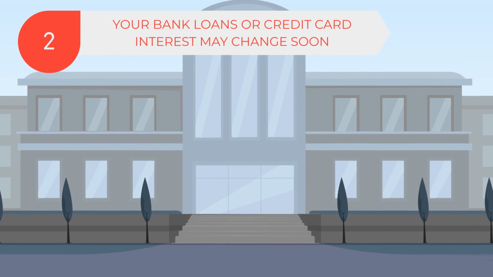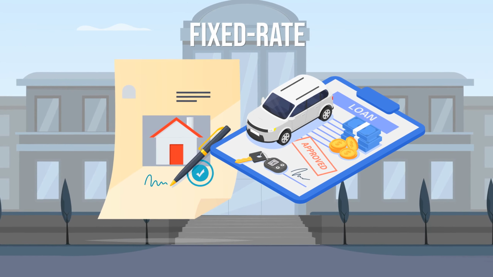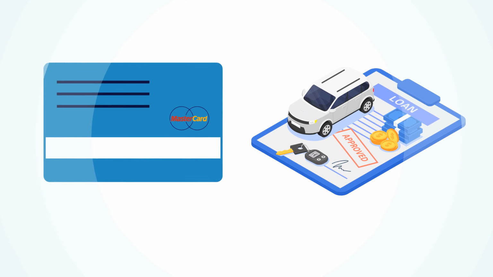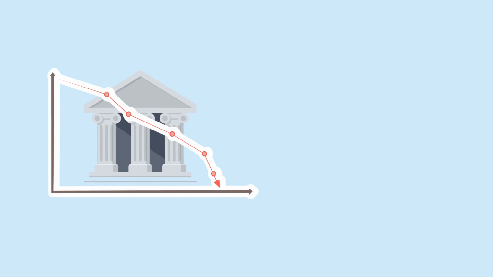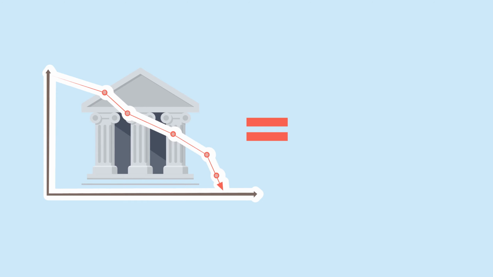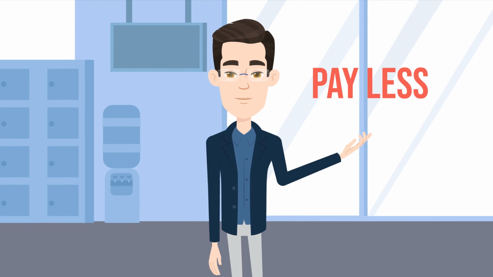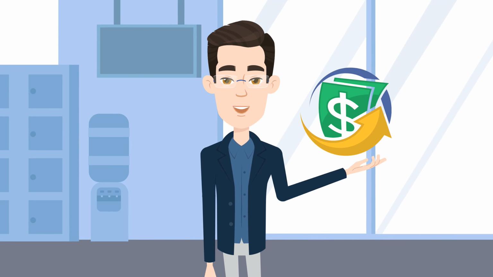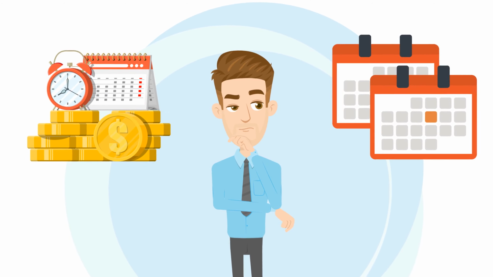Number 2. Your bank loans or credit card interest rates may change soon. Fixed-rate loans should remain unchanged. However, if you have credit cards or loans with variable interest rates, their rates need to fluctuate in line with the federal funds rate. A decrease in the Fed rate may result in reduced monthly payments and lower interest charges overall for loans. When you pay less for borrowing money, you have more money to spend, save, or put toward any other financial objective. The process could take a month or 2. You could have time to consider other possibilities if they are rising.